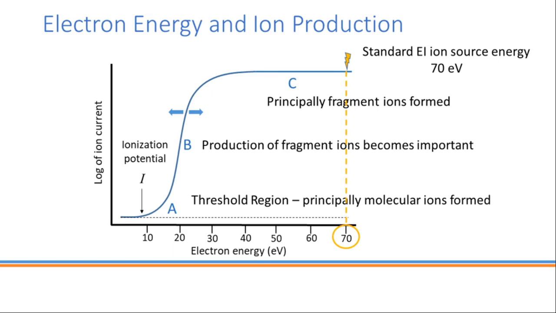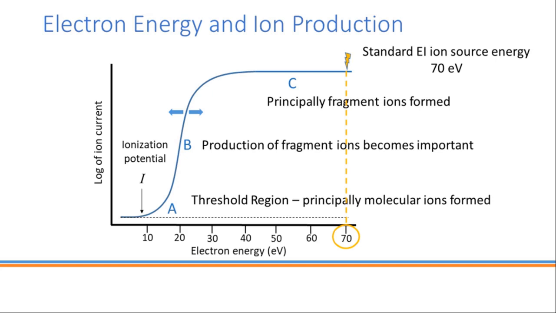And the 70 electron volts is pretty consistent across all of the different types of GCMS electron ionization systems that you can purchase. So the reason why is this. This is a plot of the logarithm of ion current, how many ions are generated, on the y-axis versus the input electron energy. And I have those little arrows on the curve because that curve can shift back and forth depending on what molecule you're studying.